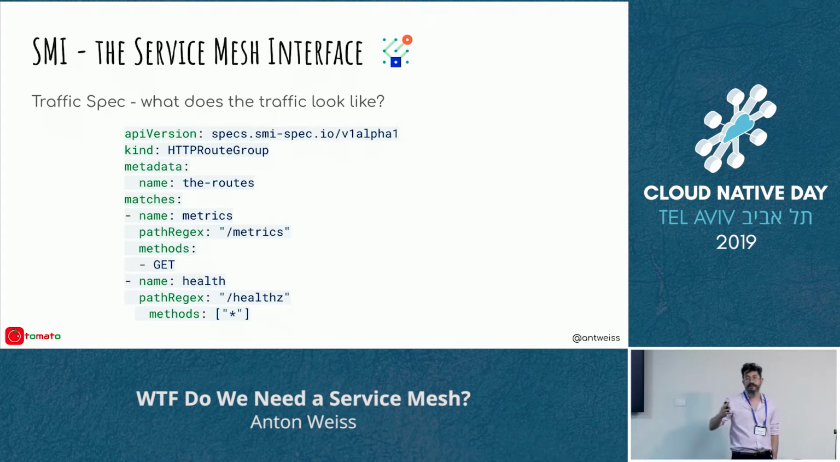Now, basically, the SMI defines 4 groups of APIs, with the first one of them being traffic spec, defining what our traffic looks like, what kinds of traffic there could be in our system. So this is an object belonging to that group, which defines a route group. Basically, it says our services can have 2 kinds of routes, one of them being metrics, listening on /metrics, and dealing with GET requests, and another one called health, listening on /health, and dealing with all kinds of methods.